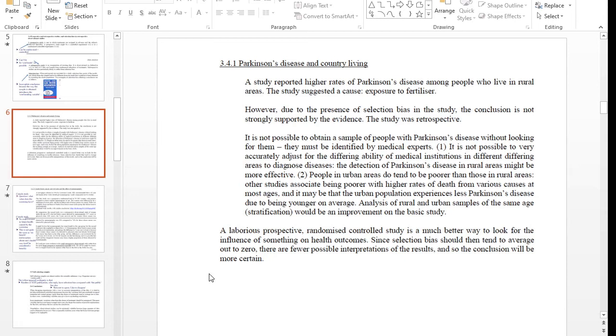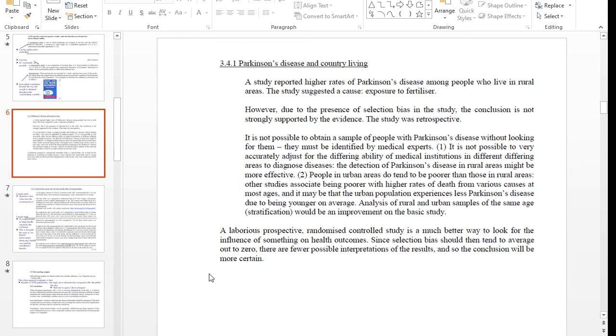3.4.1, Parkinson's disease and country living. A study reported higher rates of Parkinson's disease among people who live in rural areas. The study suggested a cause, exposure to chemicals in fertilizer. Now, in one way you can see this as a possible Simpson's paradox situation, but we could also describe it as sampling bias. In fact, you can see it two ways.